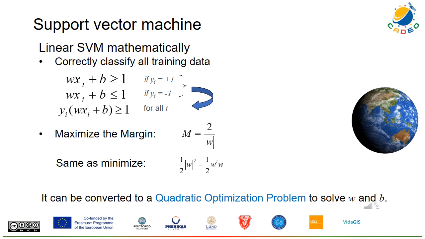We know SVM aims to find a classifier that maximizes the margin. So we can get this equation. If we transform this equation, we can get the equation below. So this can be converted to a quadratic optimization problem to solve W and B. This one is beyond the scope of our lecture, so here we will skip this problem.